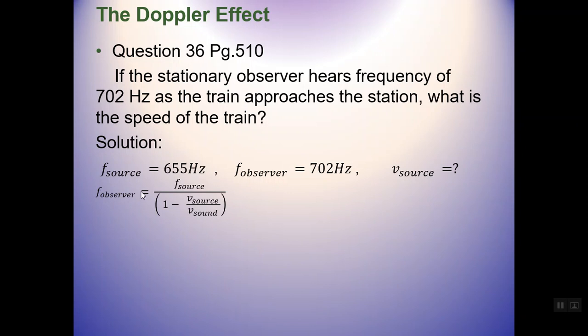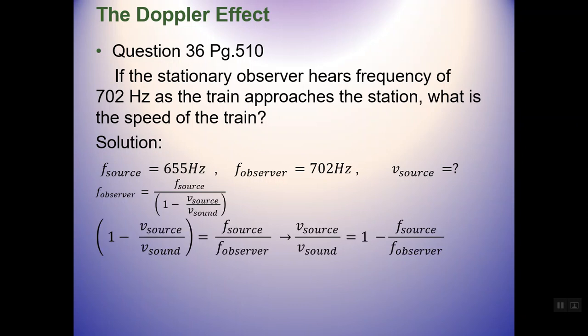We use this form of equation because the train is moving toward the observer. So the frequency for the observer is equal to F source times 1 minus V source over V sound. Also, we use minus because the train is moving toward the observer. And rearrange this formula by doing the cross product. We can find 1 minus V source over V sound is equal to F source over F observer. And we can write it as V source over V sound is equal to 1 minus F source over F observer. Just change these between the two sides.